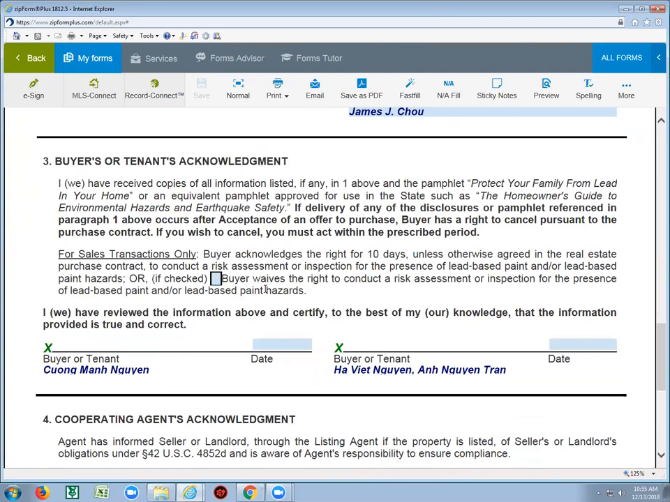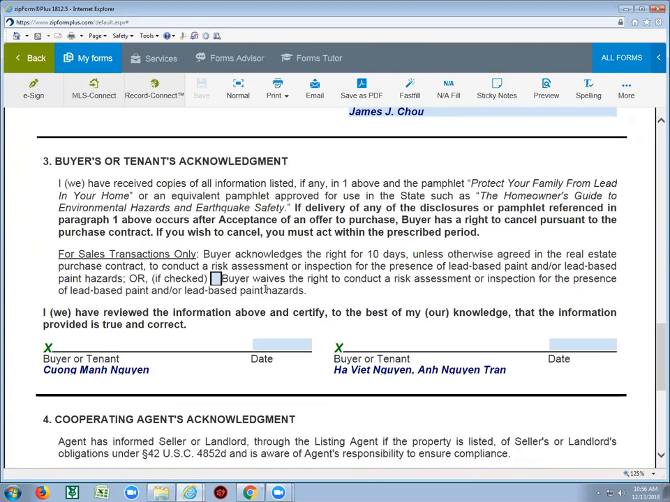Number 3, buyer intent acknowledgement. We have received a copy of all information listed, if any, and the ones above, in the pamphlet Protecting Your Family from Lead in Your Home, and an equivalent pamphlet approved for use in the state, the Homeowner's Guide to Environmental Hazards and Earthquake Safety. If delivery of any of this disclosure or pamphlet referenced in paragraph 1 above occurs after acceptance of the offer to purchase, the buyer has a right to cancel pursuant to the purchase contract. If you wish to cancel, you must act within the prescribed period. So that's 5 days.